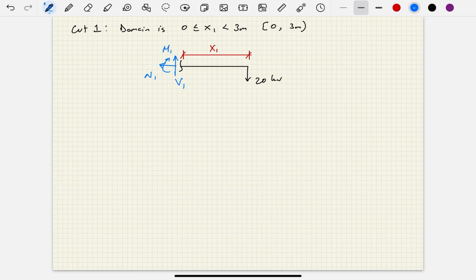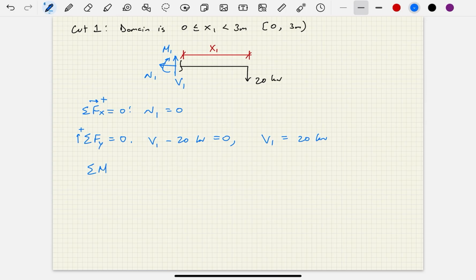Here we can say the sum of the forces in the x direction equals 0, so that shows that the normal force N1 is just 0. We're then going to say the sum of the forces in the y direction equals 0. So here we'll say V1 minus 20 kilonewtons equals 0. So V1 is just a constant of 20 kilonewtons.